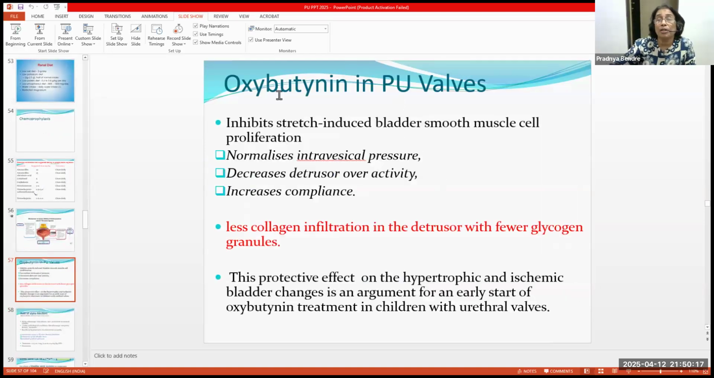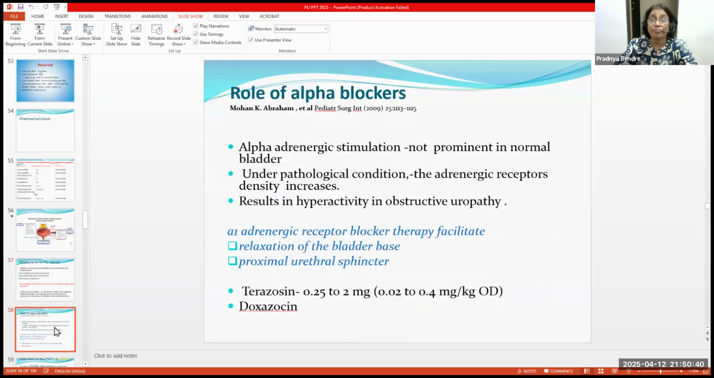And this is the mechanism of oxybutynin. There are other agents which can be given, and I think it is common practice to start oxybutynin. The only question is when to stop oxybutynin. I think those questions are still not answered. So they go on oxybutynin for several years till we see the tracts which are normalized.